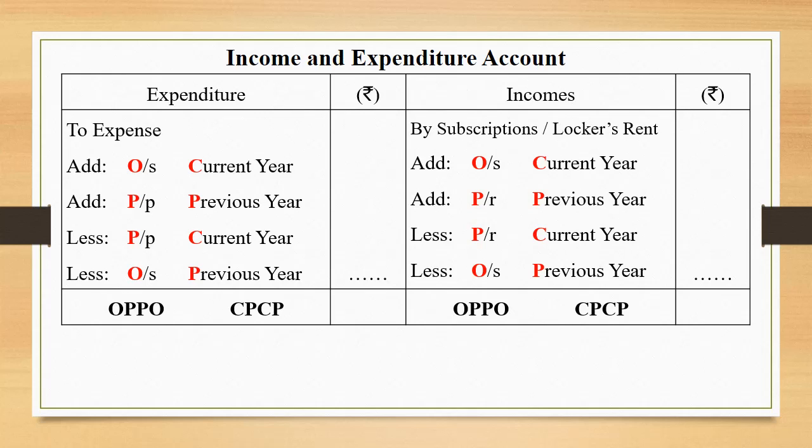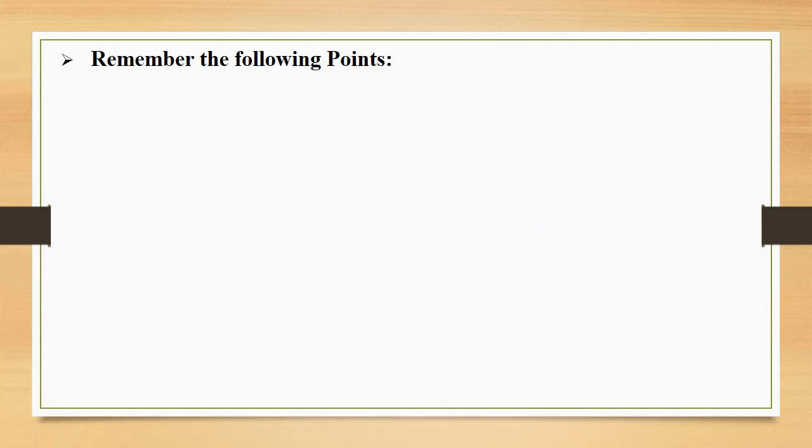The same format you can see on the credit side also for the incomes. Incomes in the form of subscriptions can be there or even locker rent. We need to add outstanding current year and pre-received previous year. And then you need to deduct the two amounts, pre-received current year and outstanding previous year. To memorize the format again, I want you to go through the words OPPO and CP.